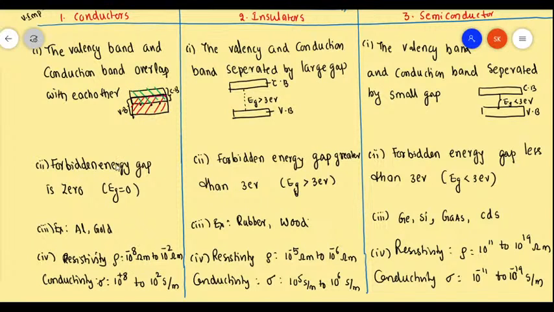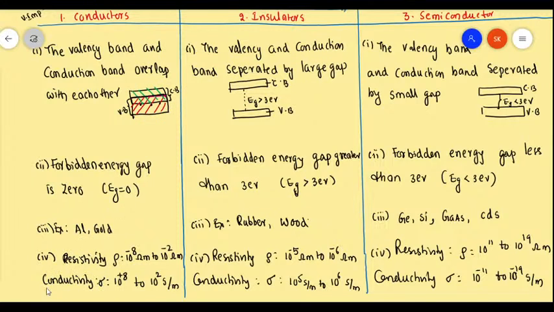In a conductor, plenty of free electrons are available because the valency band overlaps with the conduction band. In the valency band, valence electrons are present. Next, in conductors the forbidden energy gap is zero. The energy gap between the valency band and conduction band is zero, because they overlap with each other. Examples of conductors are aluminum and gold.